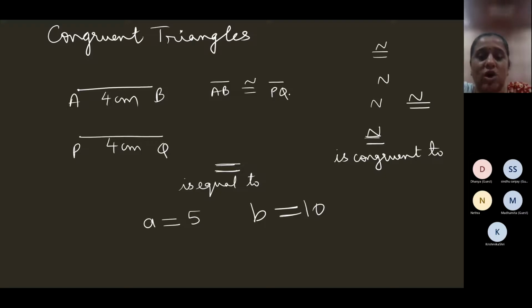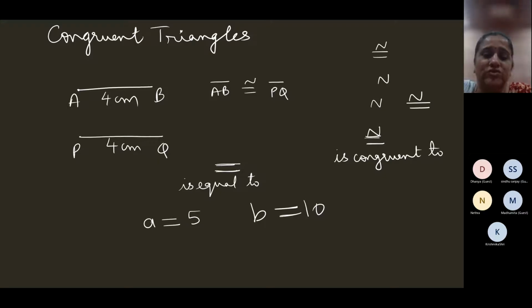Line segment AB is congruent to line segment PQ. Why? Because AB is 4 centimeters, PQ is also 4 centimeters. They are two different line segments, but they are identical in the sense they have the same length. Now there is no other aspect of comparison in line segments. Line segments only have a definite length. Like in triangles, you can compare the 3 sides and 3 angles, whereas in a line segment, there's only one aspect for comparing. That is the length of the line segment. There's only one aspect, and that aspect is equal.